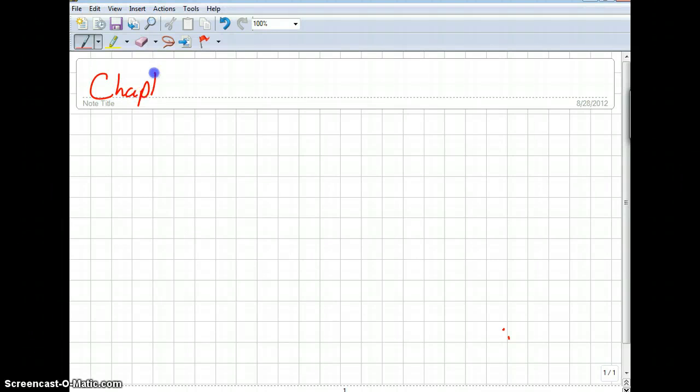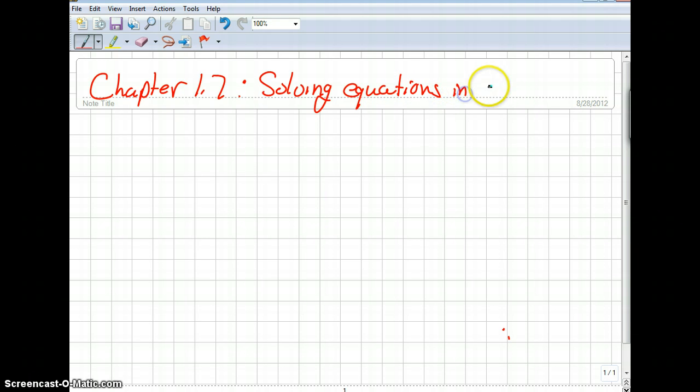Chapter 1.7, Solving Equations in One Variable.